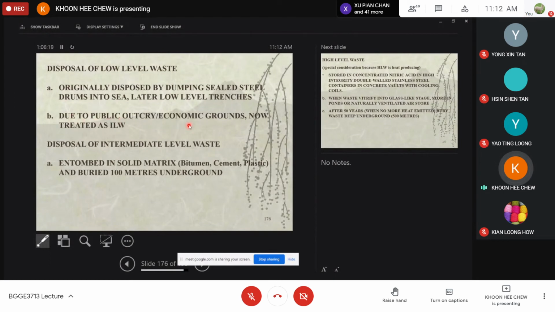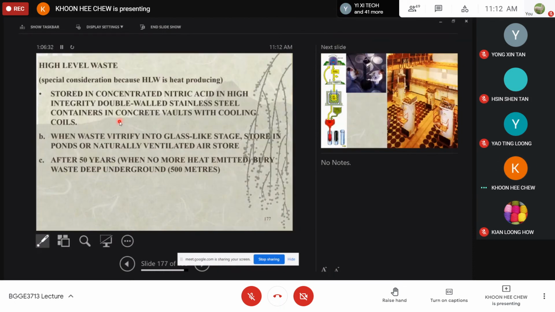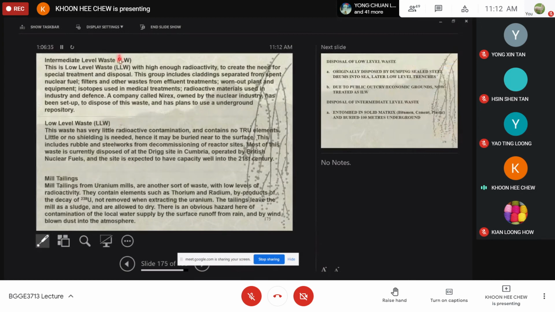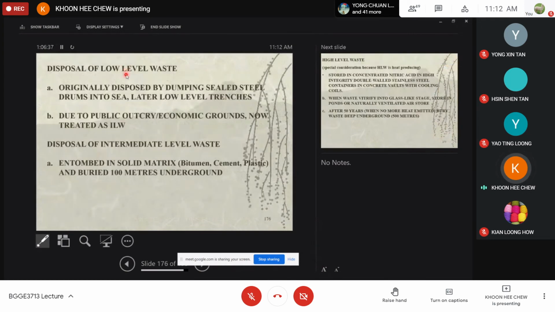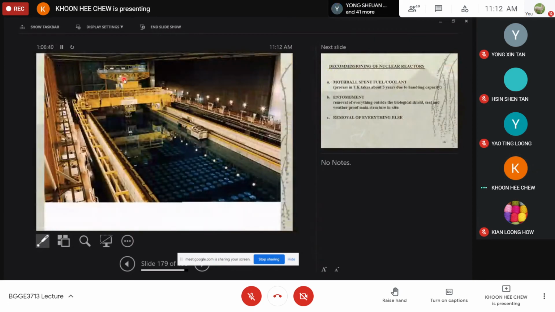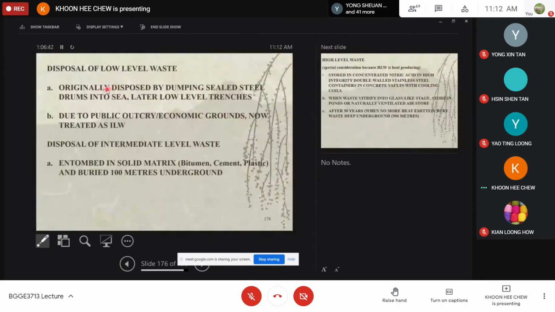Due to public outcry and economic grounds, this is now treated as ILW, intermediate level waste. Originally, it was treated as low level waste, but because people are worried about the radioactivity or whatever, now it is treated as intermediate level waste, yeah. And disposal of intermediate level waste, how do we dispose of it?